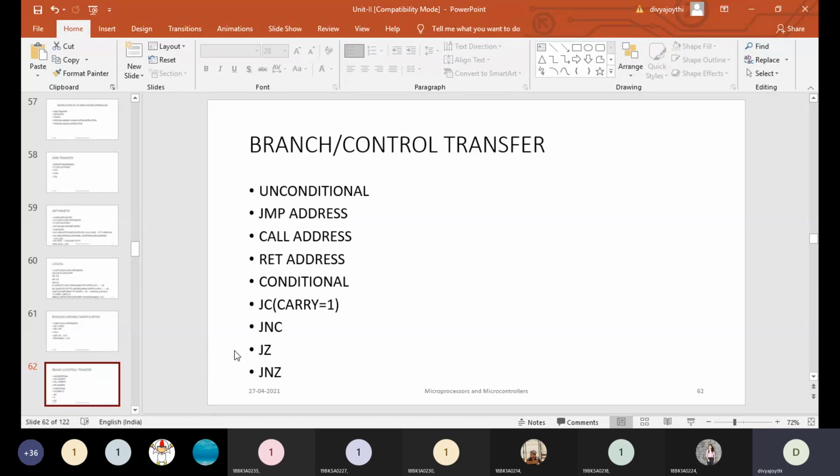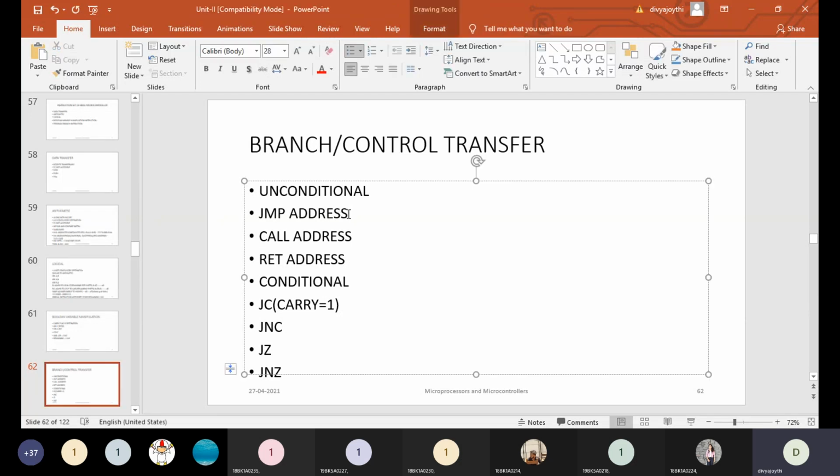See here, I told you the control transfer instructions will be of two types, unconditional and conditional. What are the instructions that come under unconditional? Jump, call, return. Here I am writing address. Here address is simply a label. Label name can be anything. That means under this particular label we'll be having some number of instructions. So in those scenarios, we'll be making use of this jump, call and return.